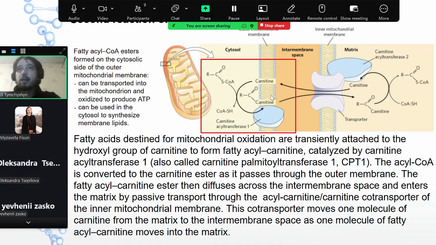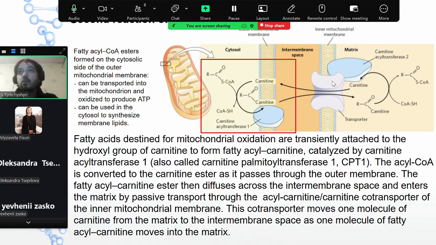So, what happens next? The acyl-CoA is converted to the carnitine ester as it passes through the outer membrane. Now, the fatty acyl-carnitine ester then diffuses across the intermembrane space and enters the matrix by passive transport through the acyl-carnitine cotransporter of the inner mitochondrial membrane.